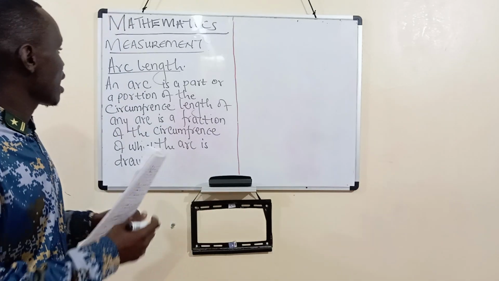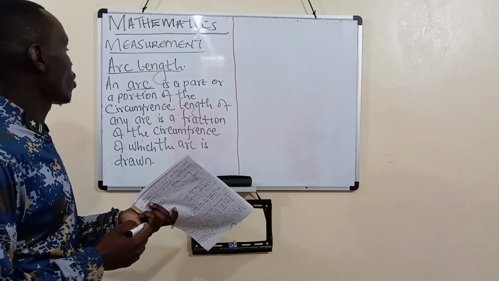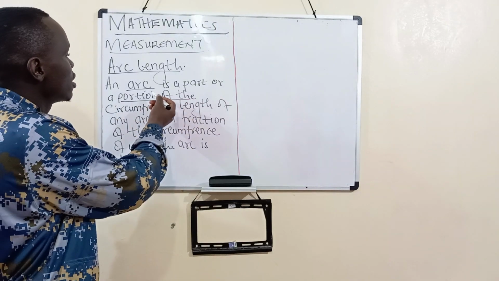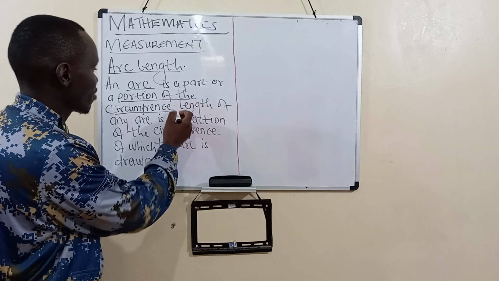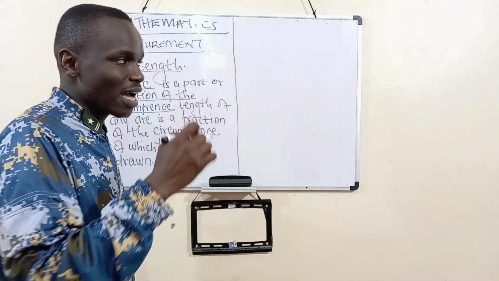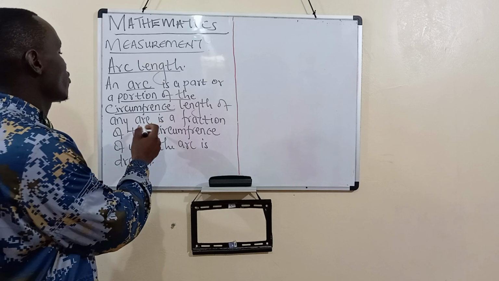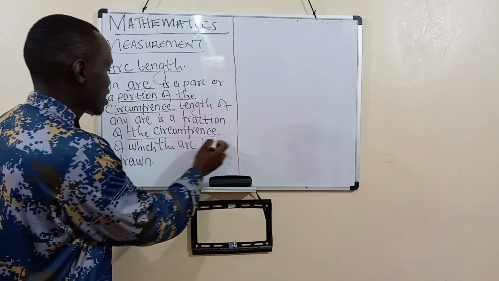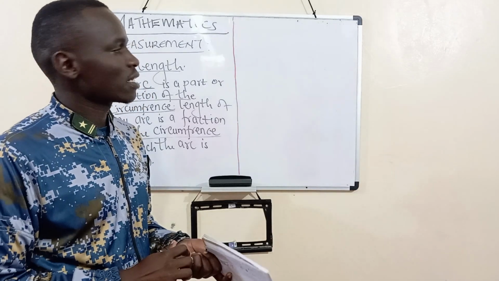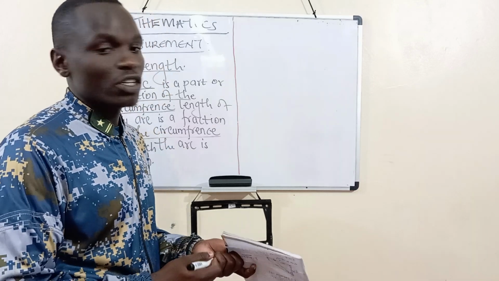You're saying that an arc here is a part or a portion of the circumference. An arc is a part or a portion of the circumference. The length of any arc is a fraction of the circumference.